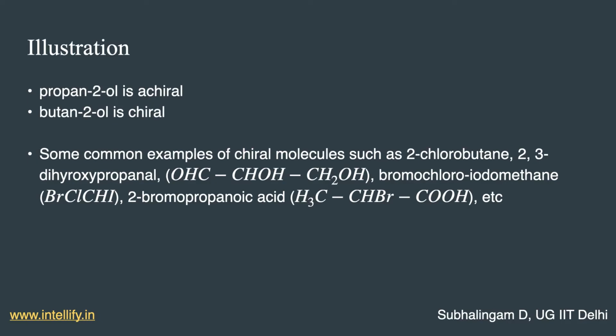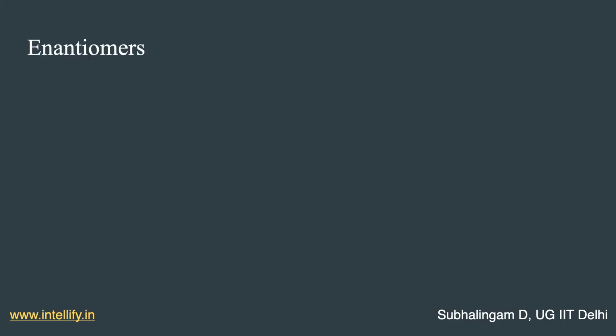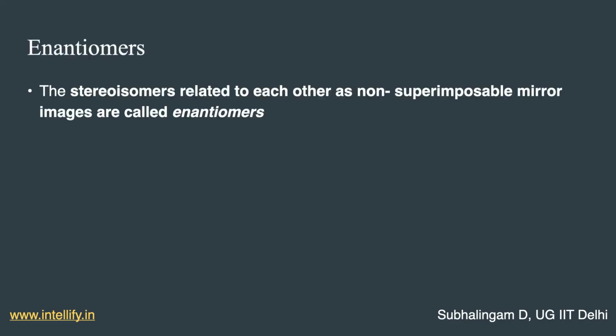We saw that propan-2-ol is achiral because not all the four groups around the carbon are different. And in the case of butan-2-ol, we saw that all the four groups around that carbon are different, and so we called it an asymmetric carbon, that is, a stereocenter, and we saw that it is chiral. So that was a summary till now.